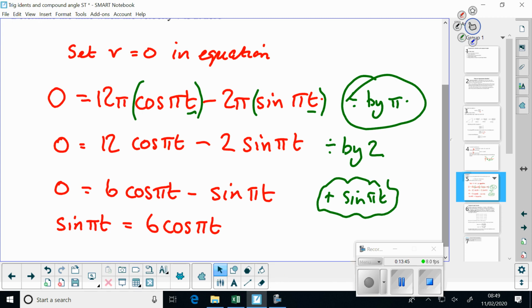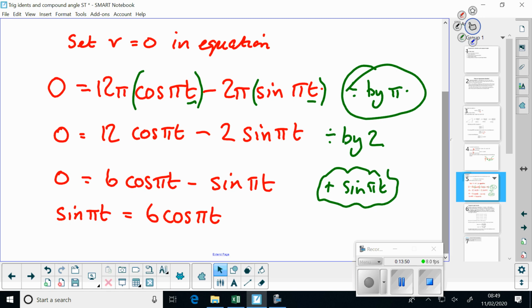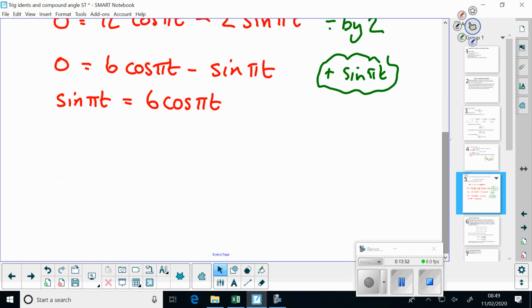And now, next thing to do. I already told you. What do we want? What do we want to end up with? We want to end up with sine pi t divided by cos pi t, because then we can call it tan pi t. So we're going to divide through by cos pi t.